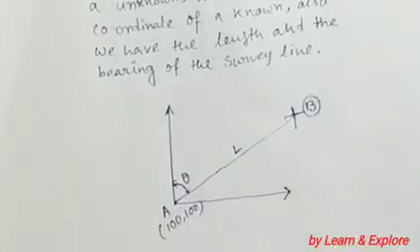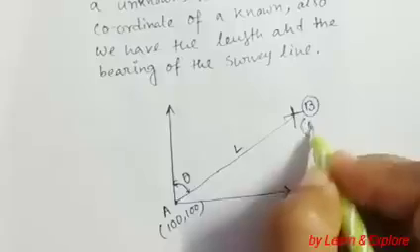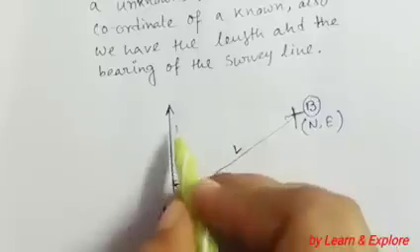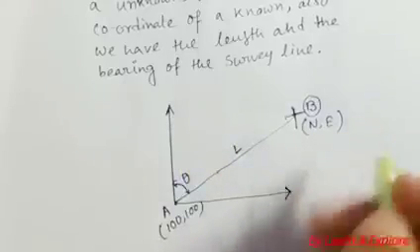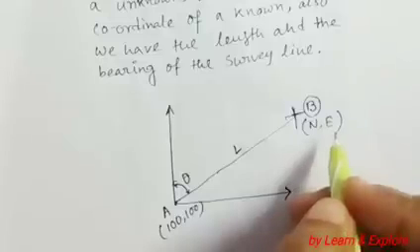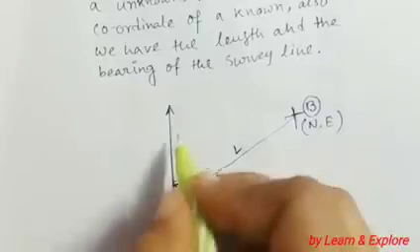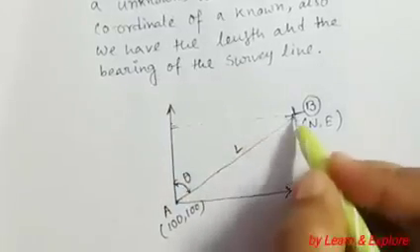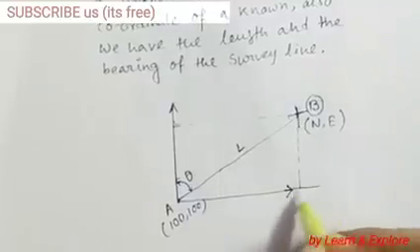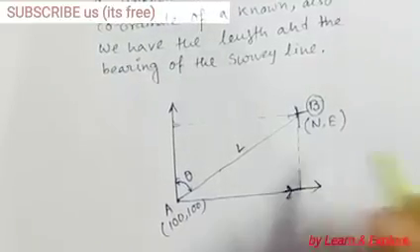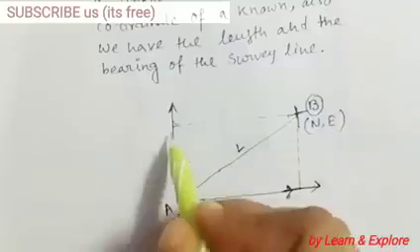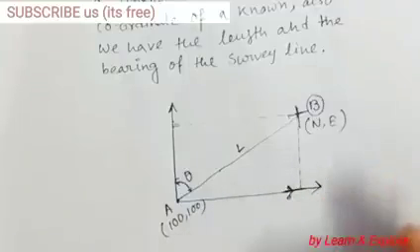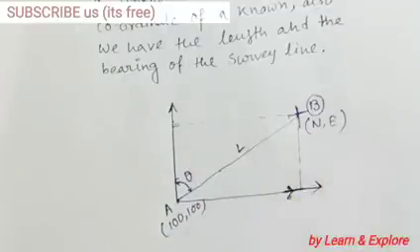So we have to find out the coordinate of station B, that is northing and easting of station B. To find out the coordinate of this station, we have to calculate first the latitude and departure of the survey line. As we know, latitude is parallel to the north axis and departure is parallel to the east. So east or west and south or north, that is parallel.